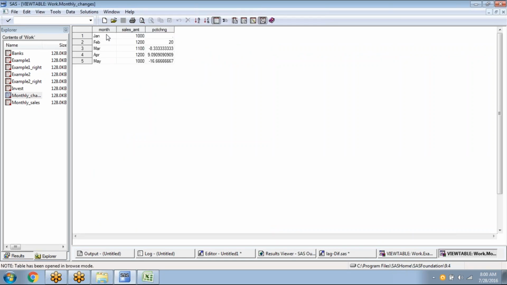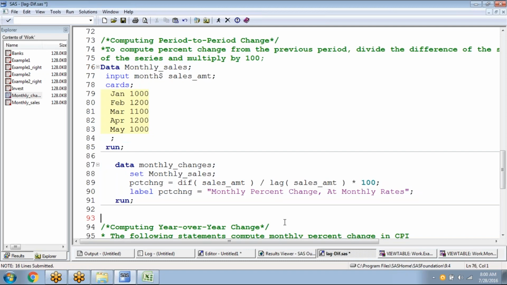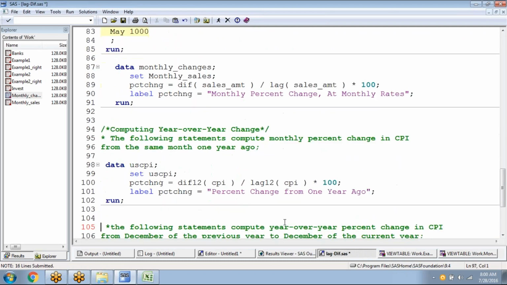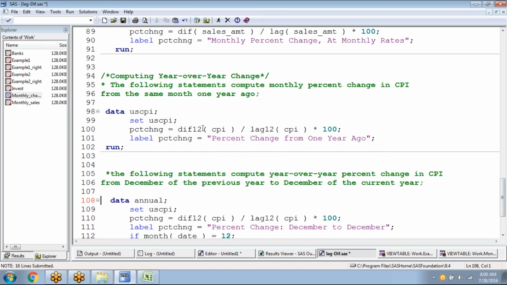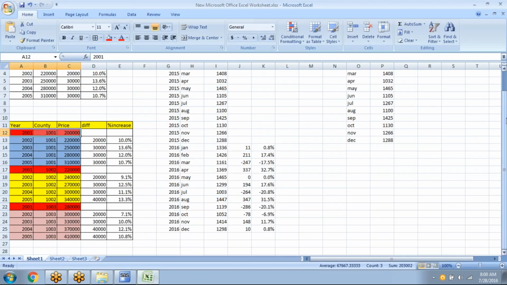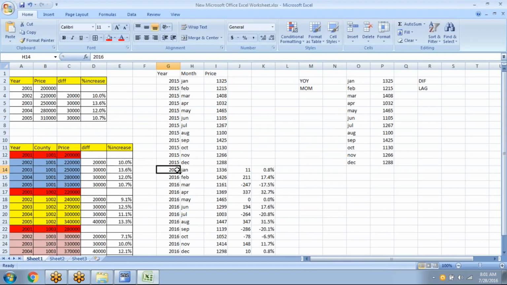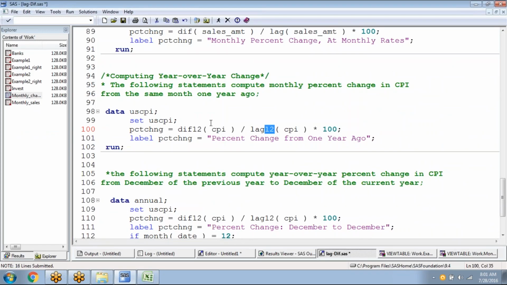So if you want to find the monthly changes, you have to use different lag functions. In the same way, if you want to compute year over year changes, you need to use diff 12 by lag 12. When you say year over year changes, this is the meaning: current year Jan month minus last year Jan month. So you have to use diff 12 by lag 12. This will give you the percentage change from 1 year ago.